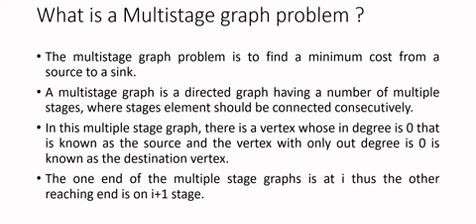Now, a multi-stage graph is a directed graph having a number of stages, where the stages should be connected consecutively, as I already explained. In this graph, there is a vertex whose in-degree is 0, known as the source, and a vertex whose out-degree is 0, known as the destination vertex or the sink vertex. If one end of an edge is at stage i, the other end should be at stage i plus 1, meaning the succeeding stage.